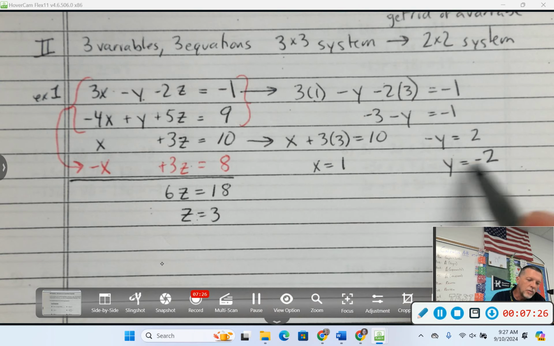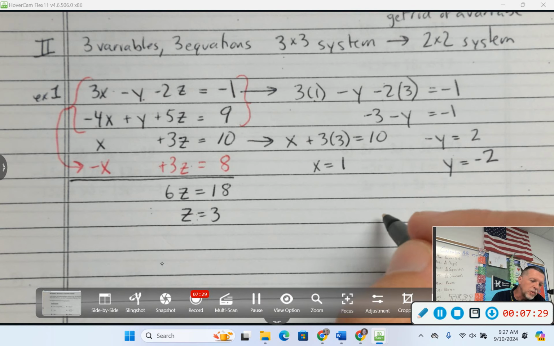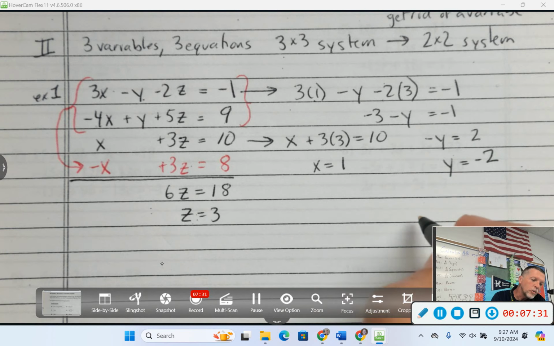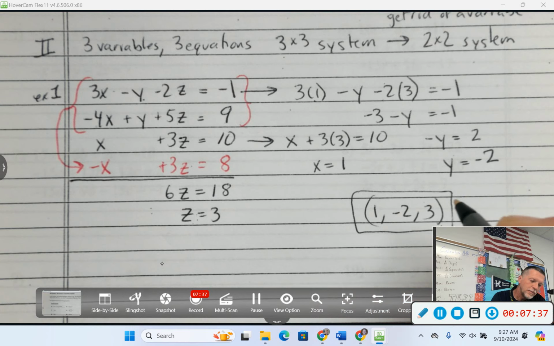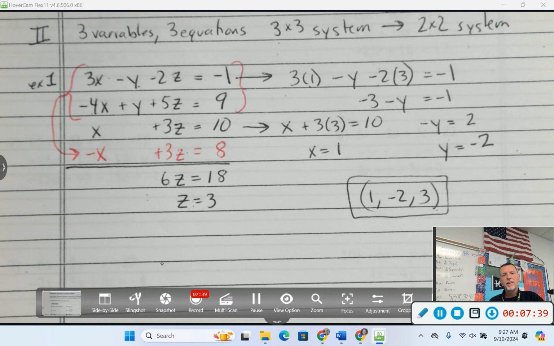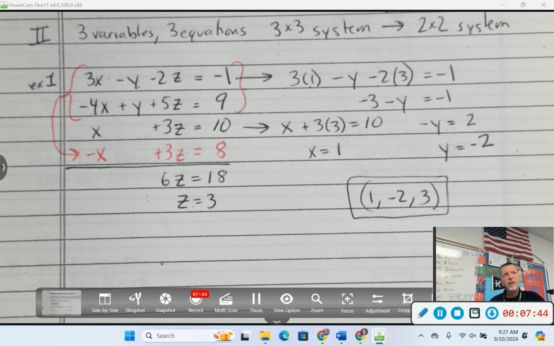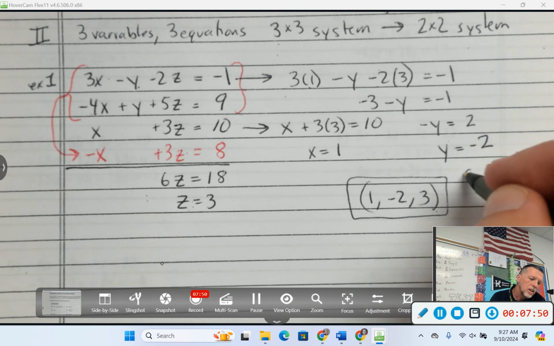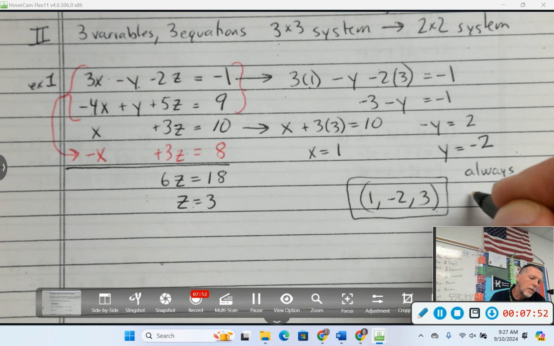But again, I don't want my answer just kind of floating around. I would like to put them, it's not an ordered pair, it's an ordered triple, and put them in alphabetical order. So 1, negative 2, 3. Yes, always put it in alphabetical order. That way we will know which one is which.